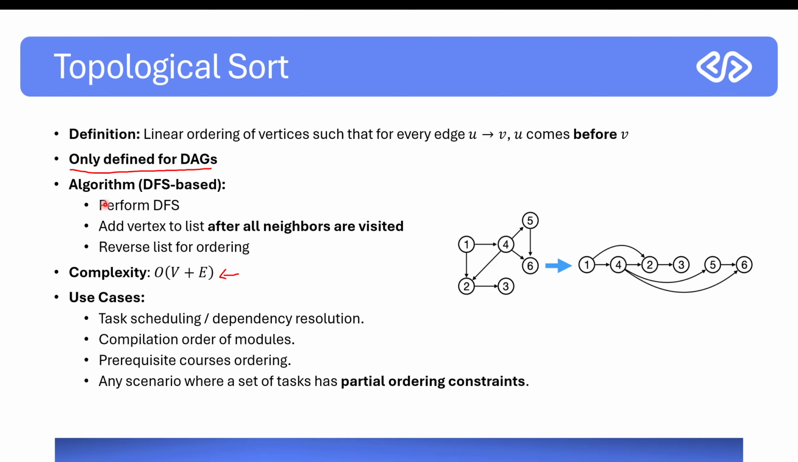Again, we use depth first search. Then we add the vertex to the list after all neighbors are visited, and then we reverse it for the ordering. Again, these steps, I wouldn't be too worried about understanding them. It's always best if you do, but I think more so it's just understanding what topological sort is used for. So it's used for dependencies. I think that's the more important part for this course, just knowing what algorithm to use for what problem.